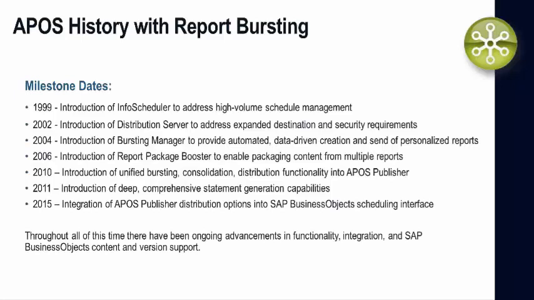Okay, so through all of this time, and you can see the evolution and growth that's happened there, of course, there have been ongoing advancements within all of this for additional functionality, additional integration, additional Business Objects content types, such as bursting of Analysis APOS documents, which we added recently, well, within the last few years. And, of course, Business Objects version support through all of this. The most recent milestone is the introduction of the APOS Publisher for Cloud last year. And this is taking all of the distribution and bursting thinking and needs and lessons learned and applying those to the bursting and distribution of Analytics Cloud content.